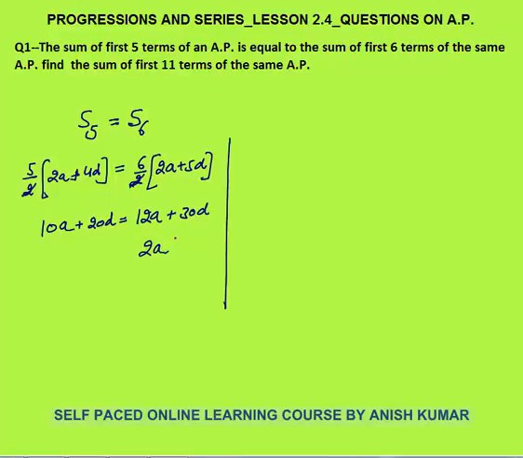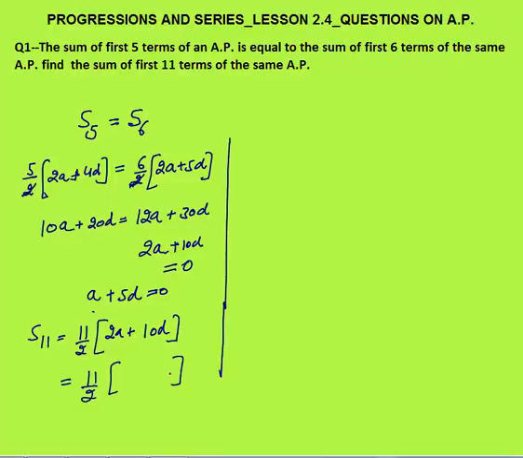You get 2a plus 10d equals 0, or you can say that you get a plus 5d equals 0. Now what do we need to find? You need to find the sum of the first 11 terms. The sum of 11 terms is equal to 11 by 2 into (2a plus (11 minus 1) d, that is 10d). Now we know that 2a plus 10d is equal to 0. So the sum of 11 terms will come 0. That is our final answer.